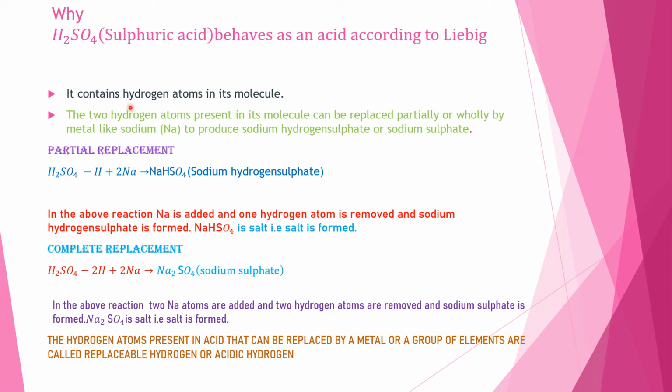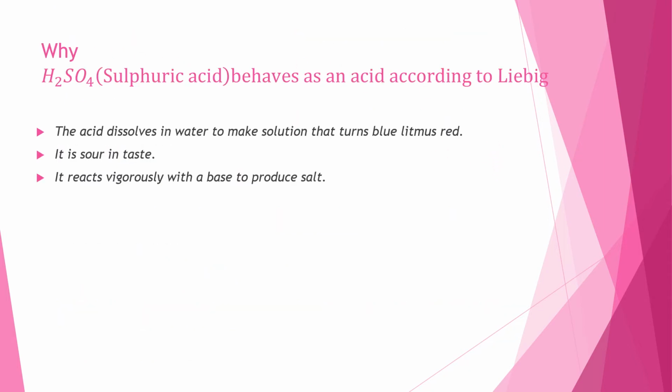Now some of the properties, according to Liebig, of why sulfuric acid is an acid. The further properties are: the acid dissolves in water to make a solution that turns blue litmus red. It is sour in taste. It reacts vigorously with a base to produce salt.